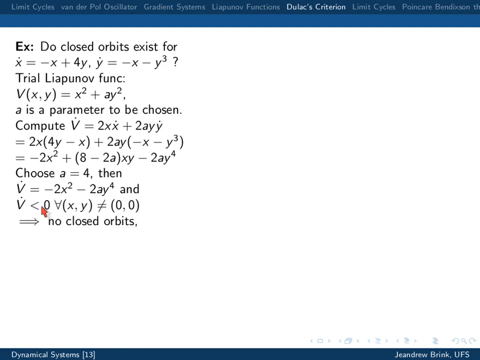Okay. So that's enough, the fact that you've satisfied that V is positive definite, V dot is less than 0 along the trajectories, and that V is 0 at the fixed point is sufficient for the proof to be applied. So you have no closed orbits in this case. Okay, if it had been a gradient system, it would have been much easier. You just had to do that check below. For this one, you have to do more work.